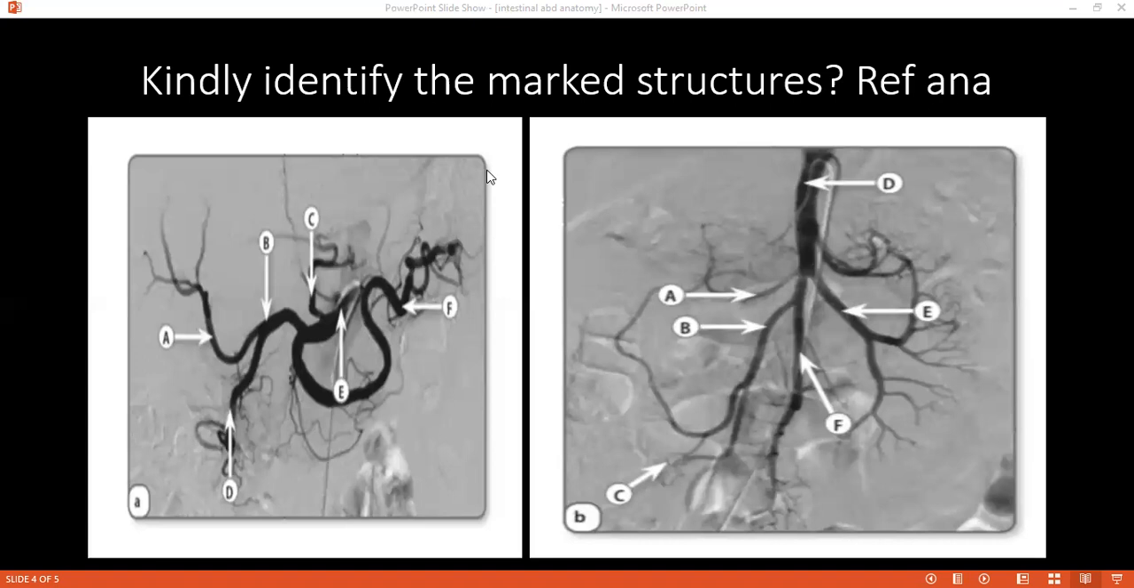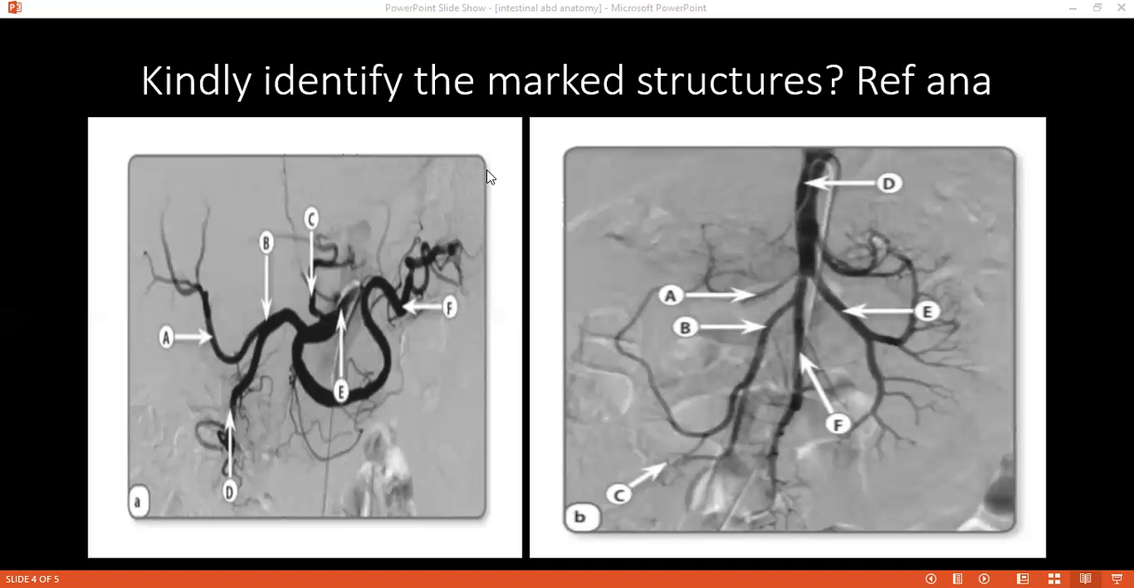B is the ileocolic. A is the right colic artery. B is the common iliac. It looks like the terminal branches of the aorta. In B and F we can see the vascular arcade. It has to be the small intestine.